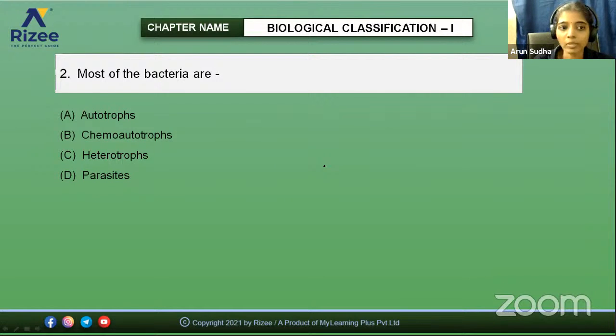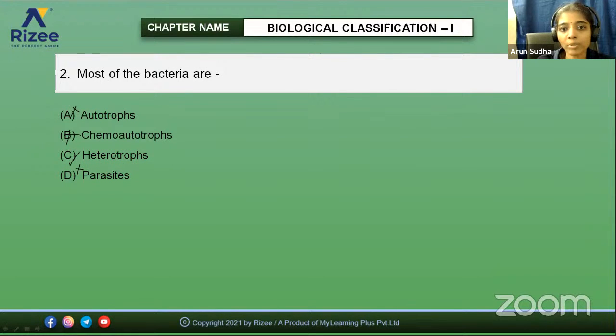Most of the bacteria are: so what is the answer? Whether it is autotrophs, chemoautotrophs, or heterotrophs and parasites. Yeah, option C. Most are heterotrophs, that is, they can't make their own food. So option C is the correct answer. They are heterotrophs, not chemoautotrophs. Only a few are autotrophs. So mostly they are heterotrophs. Yeah, good, Nandini.